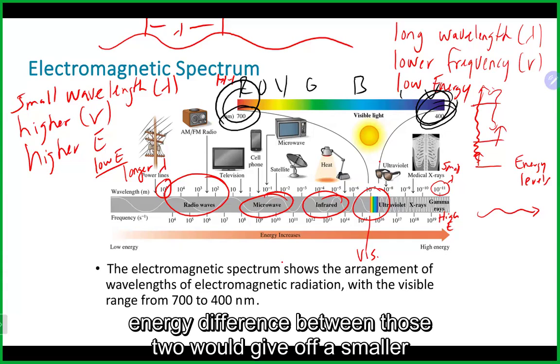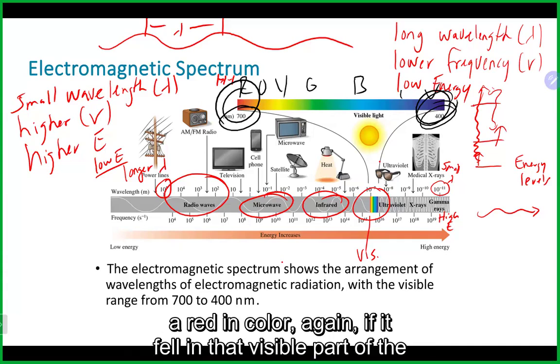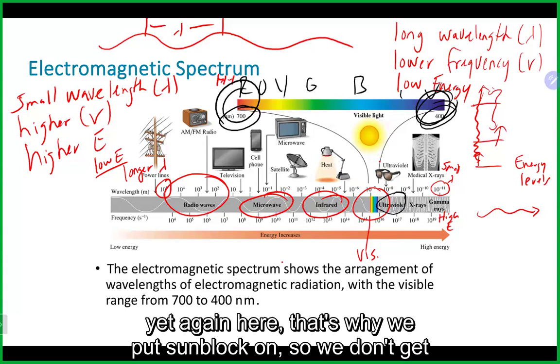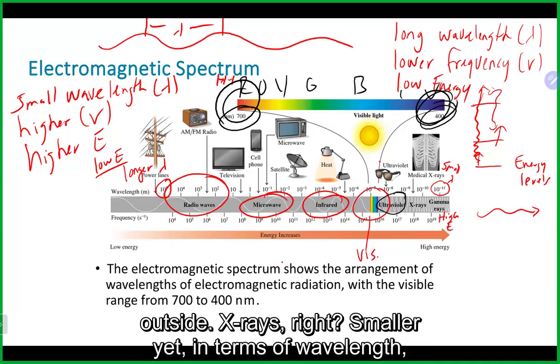Not a lot of energy difference between those two, so it would give off a smaller amount of energy with a longer wavelength, maybe closer to a red in color, if it fell in that visible part of the spectrum. Next to that is ultraviolet, smaller wavelength yet. Again, that is why we put sunblock on, so we don't get too burnt when we're walking around from the UV rays outside.